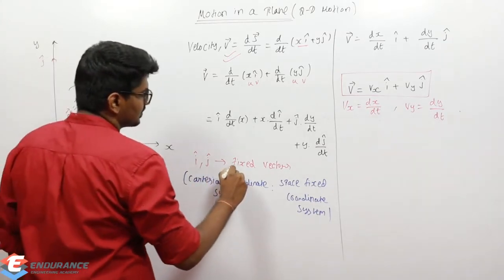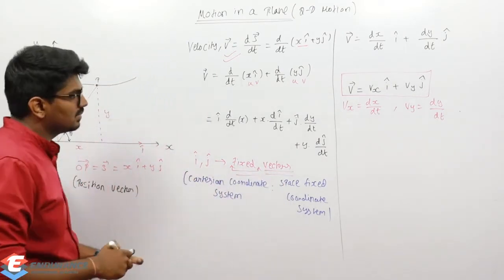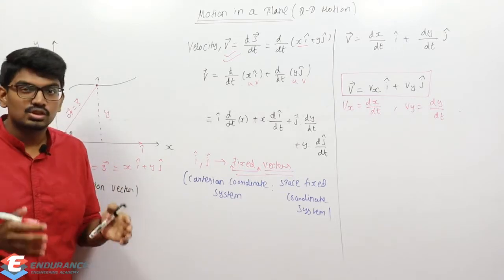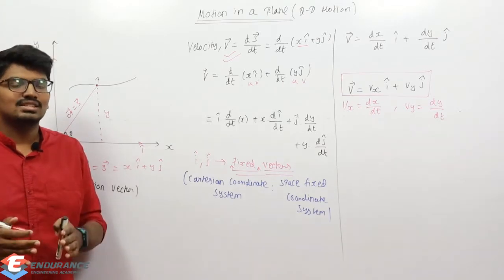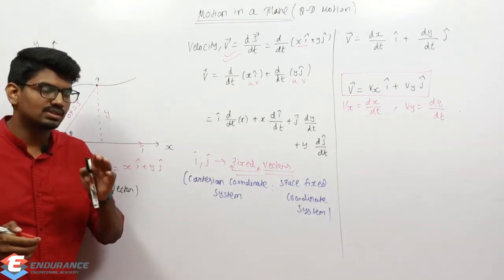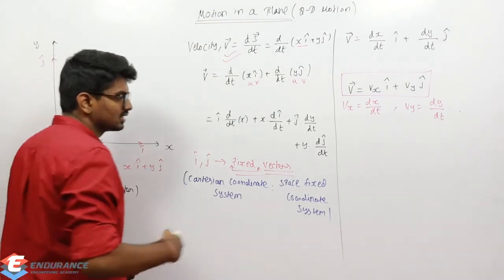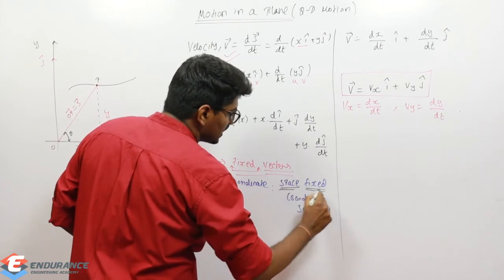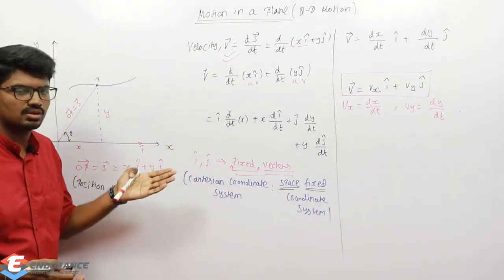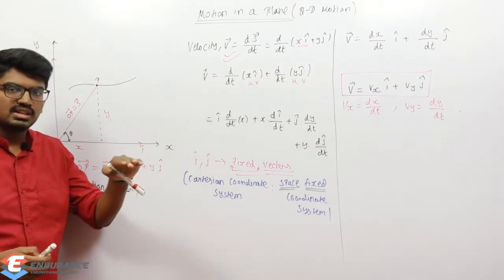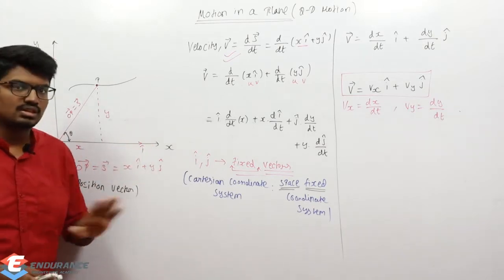They are fixed vectors, which means they won't vary even if time varies, even though the position of the particle varies. The i vector and j vector won't vary. That is something you need to note, and hence this Cartesian coordinate system is also called the space fixed coordinate system. Since i and j are not varying, they will always be constant. Whatever the displacement, whatever the velocity, whatever the acceleration, i and j will always be constant, with no change.